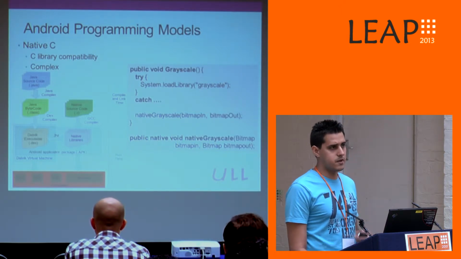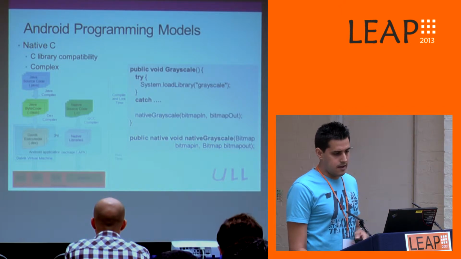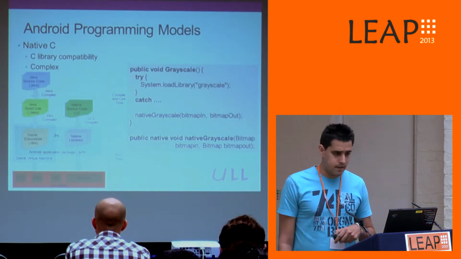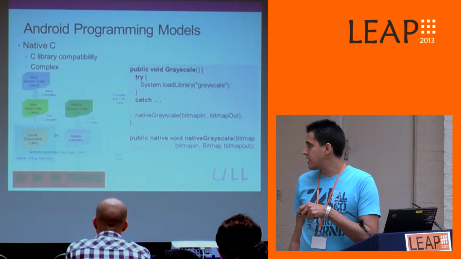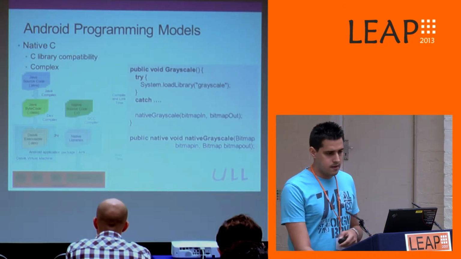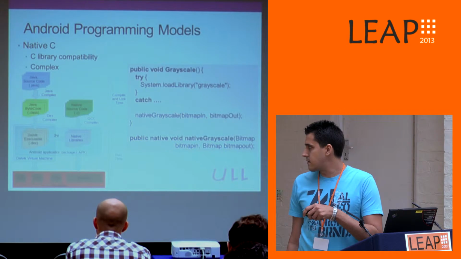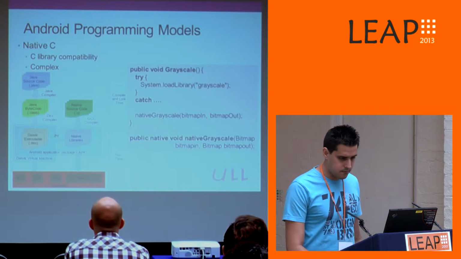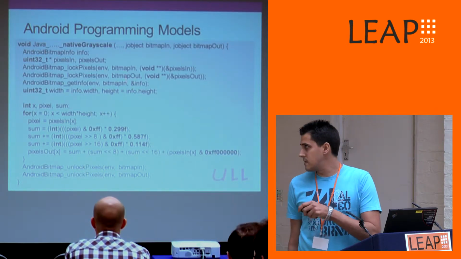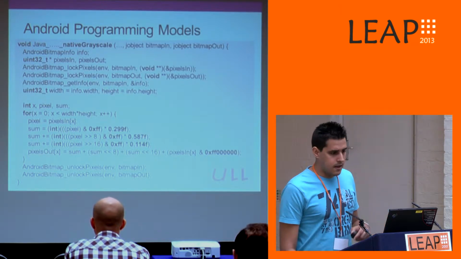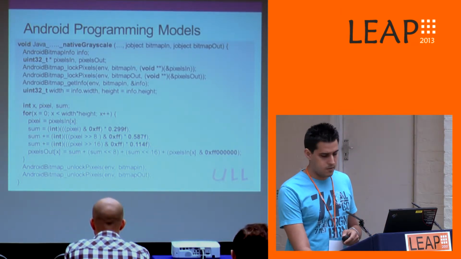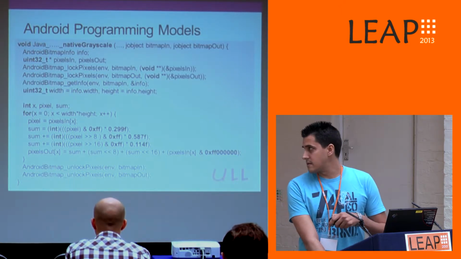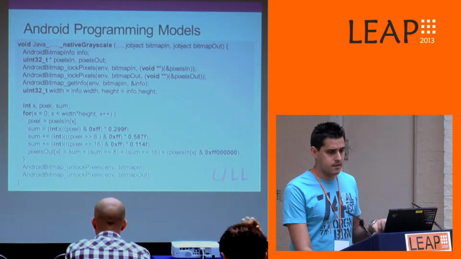The complexity of this model is high, and the implementation is divided in two sections. A Java section, where we load the native code, call the native function, and define this native function. The other section is in C code, and is the definition of the native function. As you can see, this code is more complex than the Java implementation.